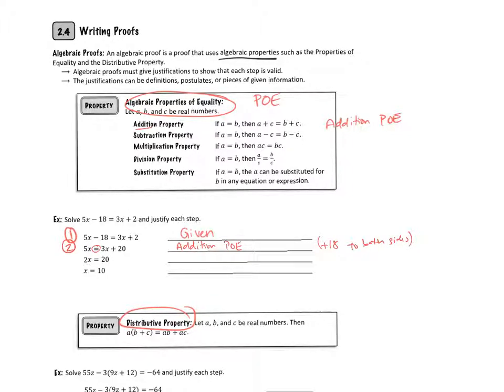So moving on with our first example, step 3, what I did was I subtracted 3x from both sides. So our justification for that step is subtraction, because I subtracted something from both sides of an equation. In our fourth step, what I did was divide both sides by 2, so this is the division property of equality. So saying that if I divide both sides by the same number, then my sides are still equal.